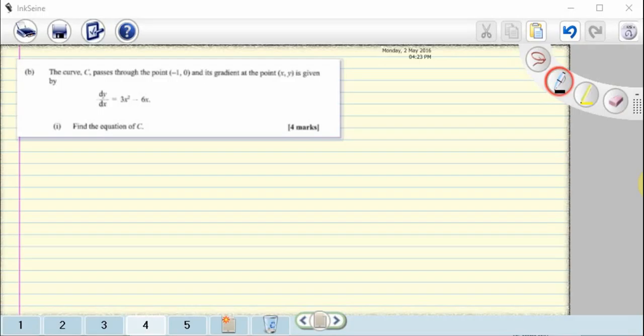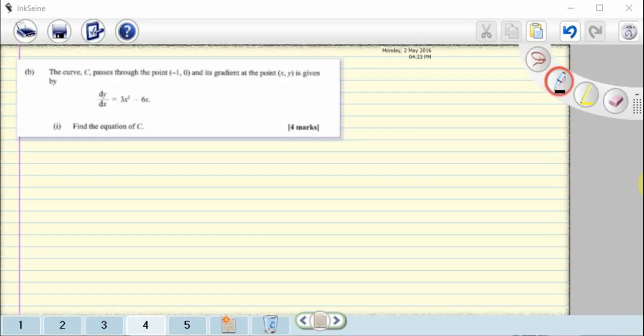The curve C passes through the point (-1, 0), and its gradient at the point is given by dy by dx equals 3x squared minus 6x. Find the equation of C. Same thing. In order to find the equation, first thing we need to do is to integrate.